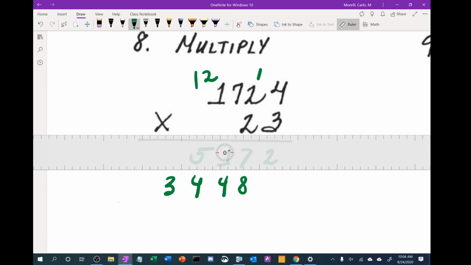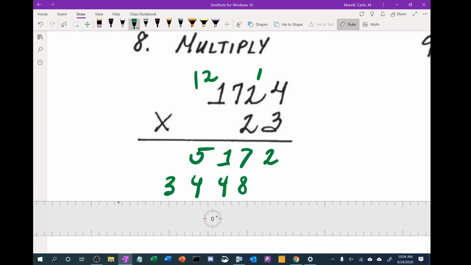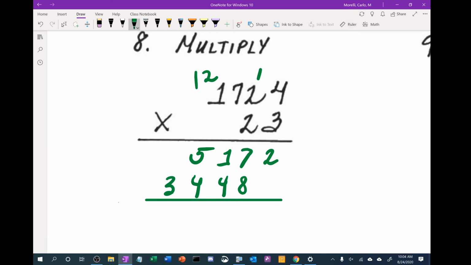So now I'm going to draw a line. Okay, and add. This is basically a 0. So 2 plus 0 is 2. 7 plus 8 is 15. So we write a 5 and carry the 1. 1 plus 1 plus 4, that's 2 plus 4. That's 6. 5 plus 4 is 9. And then 3 comes down.